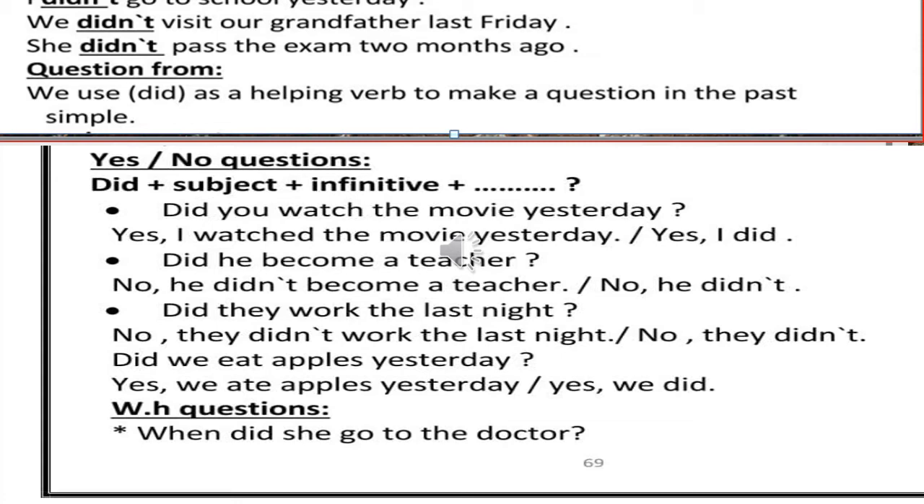Okay, the WH questions. When did she go to the doctor? She went to the doctor 3 weeks ago. Another one, where did you meet your friend? I met my friend at the club. What did he take? He took my umbrella. Which school did they study at? They studied at ELA school 6 years ago.